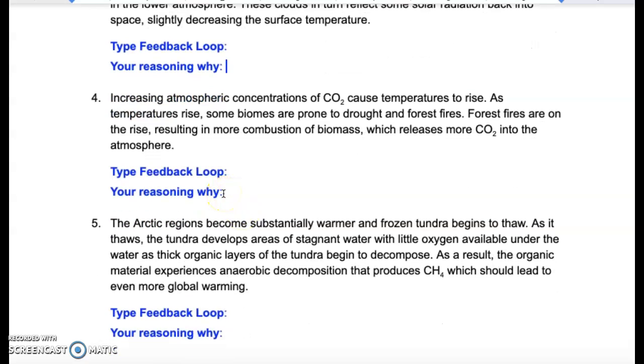Number 4. Increasing atmospheric concentrations of CO2 cause temperatures to rise. As temperatures rise, some biomes are prone to drought and forest fires. Forest fires are on the rise, resulting in more combustion of biomass, which releases more CO2 into the atmosphere. So look for your clues. I would highlight your clues pink to signify hints for a negative feedback loop, or should you be highlighting in green where you see hints for positive feedback loop? Tell me what kind of feedback loop this is and explain your reasoning why.